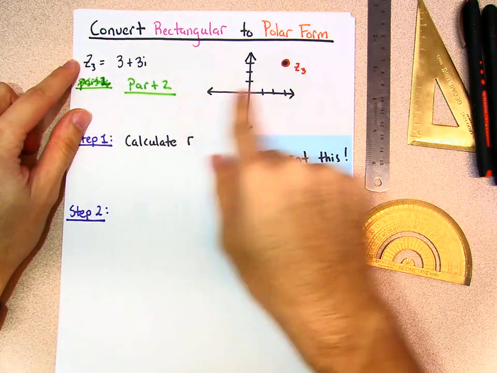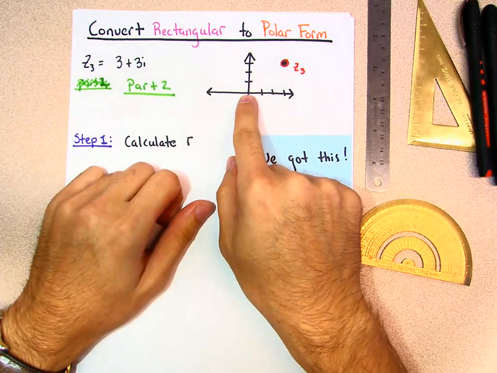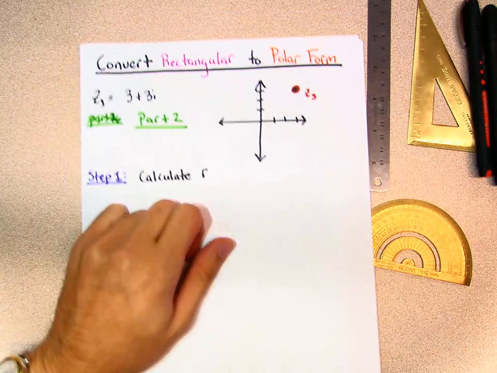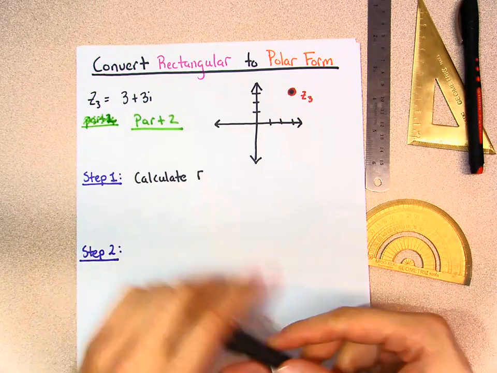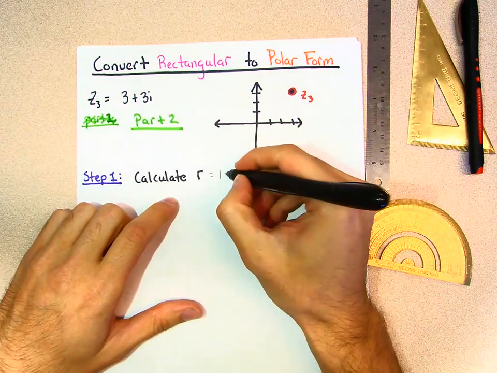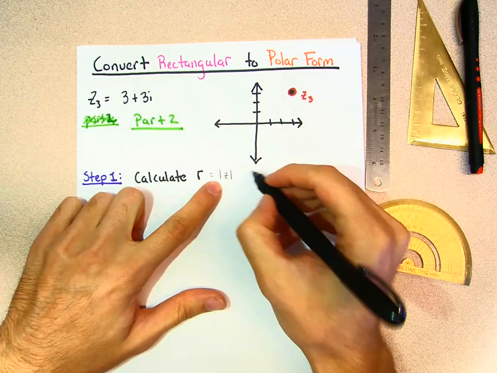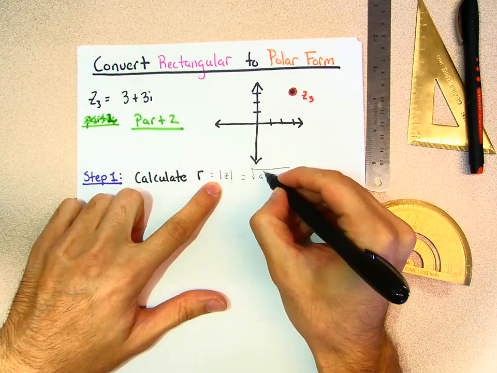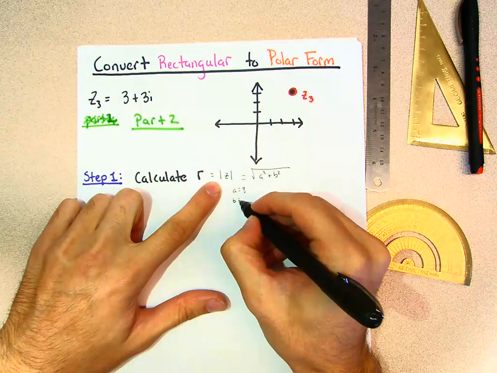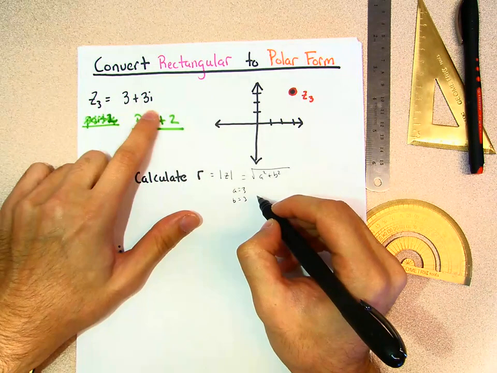So where is 3 plus 3i in the complex plane? It's 3, 3i. So I'm right over here. So our first move is to calculate r. Our r value is equal to the modulus of z. So the modulus of z is equal to the square root of a squared plus b squared. My a is 3. My b is also 3. All right, this is my a, that's my b.